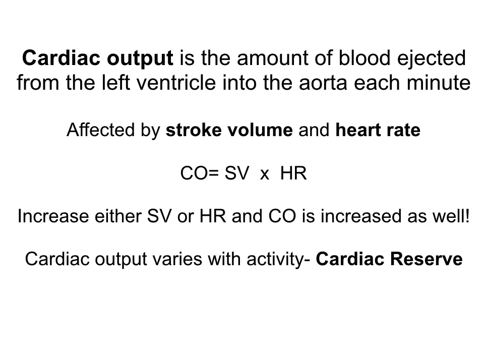What this means is that if you change either stroke volume or heart rate, you're going to change your cardiac output. So if you, by some chance, increase your stroke volume or increase your heart rate, you're going to have an increase in cardiac output as well. And you will find, as you learn more about the body this semester, that cardiac output does vary with activity. For example, if you are undergoing very vigorous activity, you're going to have a really great increase in cardiac output.